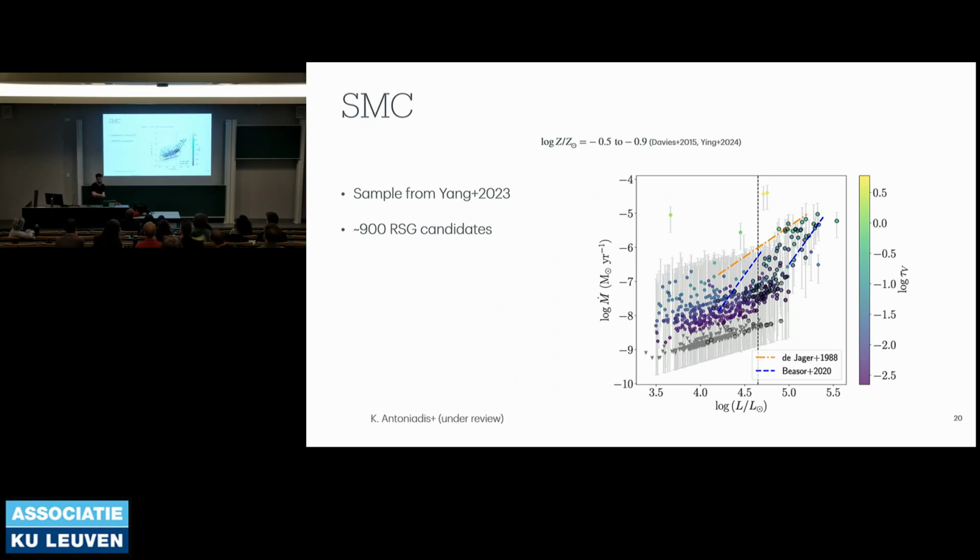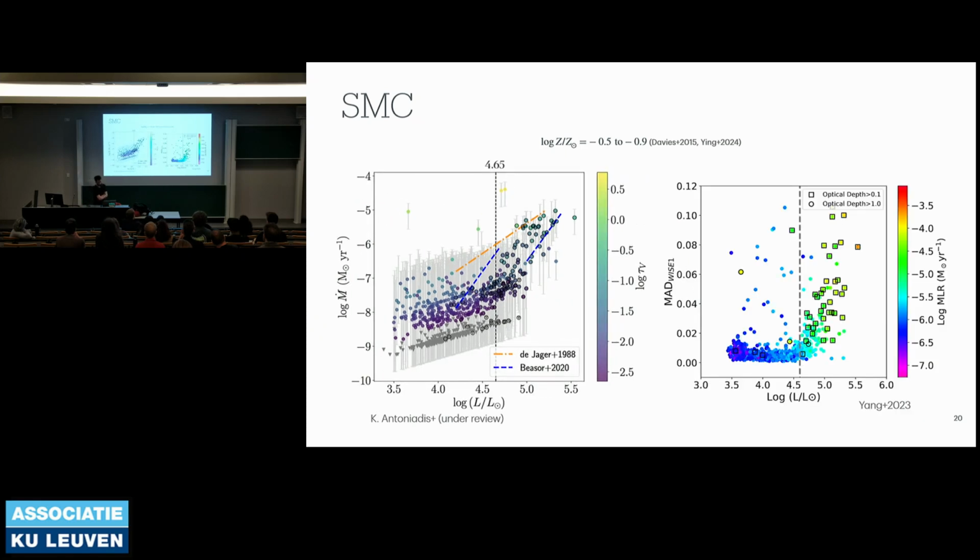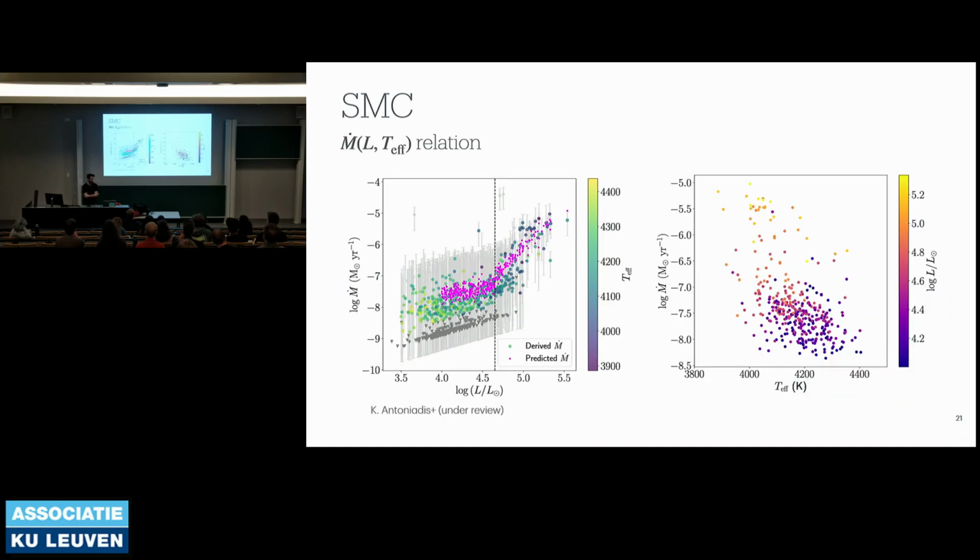And so this, again, the sample, we used the one from Yang et al., and around 900 red supergiants. And we find a similar behavior, similar mass loss rates, the kink at a slightly higher position than in the LMC, around 0.2 dex in luminosity. And yeah, again, this was observed, that the kink is related with the variability. Again, we have the MAD diagram here. And yeah, next we also derive in a similar way a mass loss rate relation. We observed this similar anti-correlation with the effective temperature.